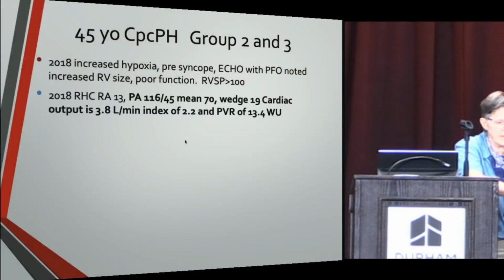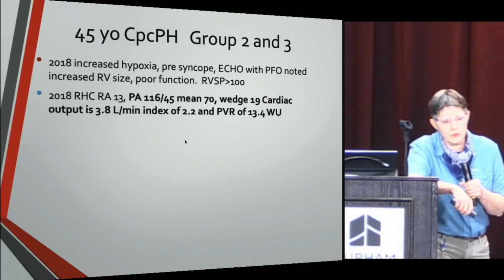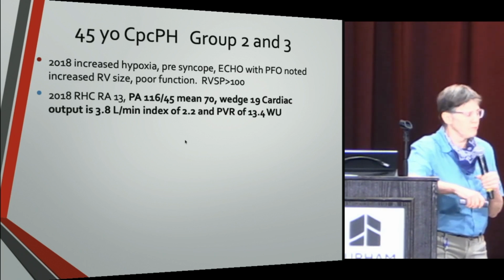She got a cath very quickly and terrible numbers, right? RA not as bad as it could be, I guess, given the other numbers, but a mean PA pressure of 70, a wedge that is not normal at 19. Cardiac output is low with an index of 2.2. PVR is very high. So boom, right?